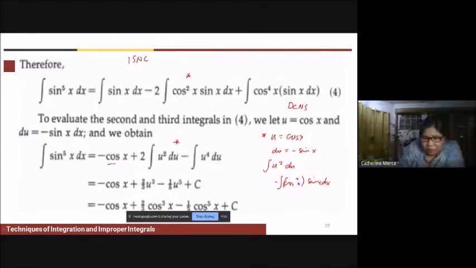If you have u squared, its integral is u cubed over 3. Then for u to the fourth, you get u to the fifth over 5, plus c. The 2 is on the outside, so 2/3, and then 1/5. That's why you have negative cosine x plus 2/3 cosine cubed x minus 1/5 cosine to the fifth x plus c. And you have that answer. Okay?